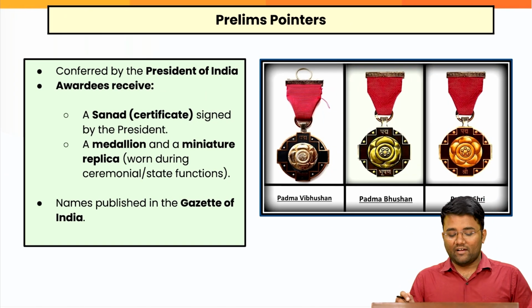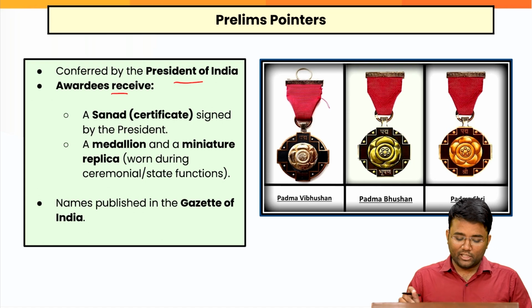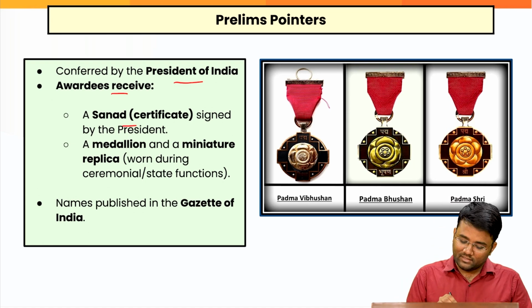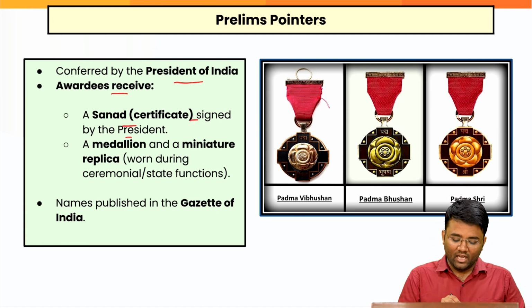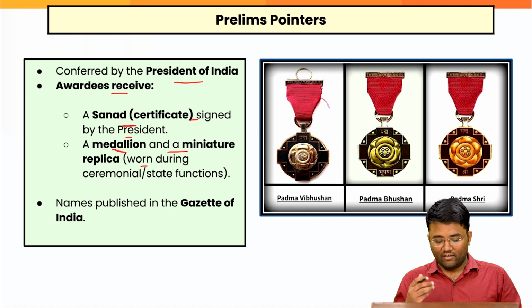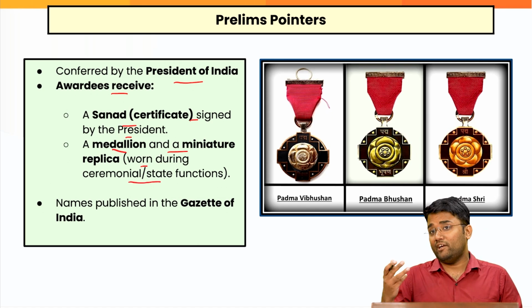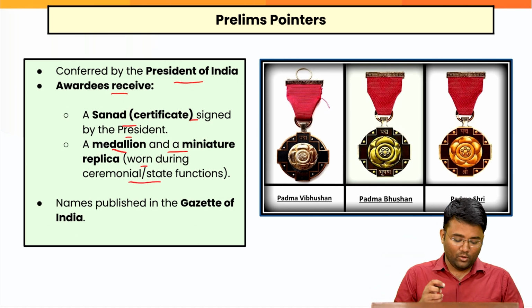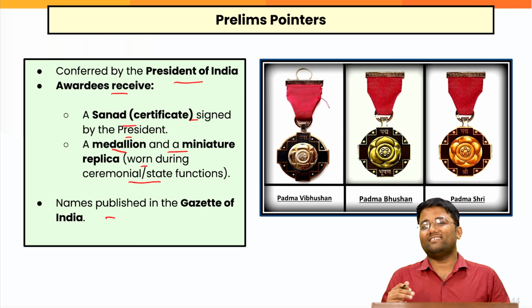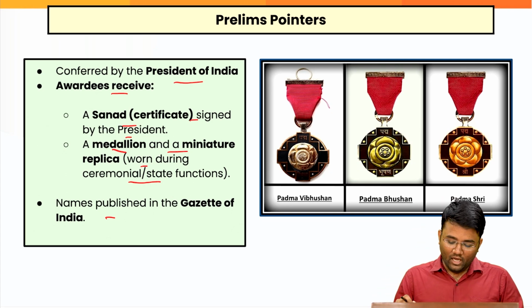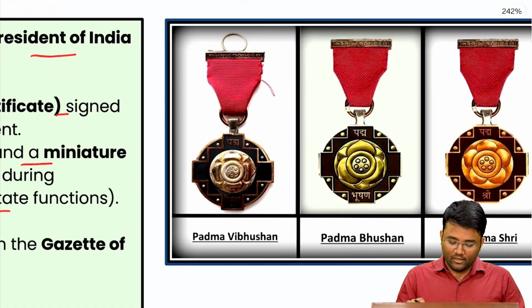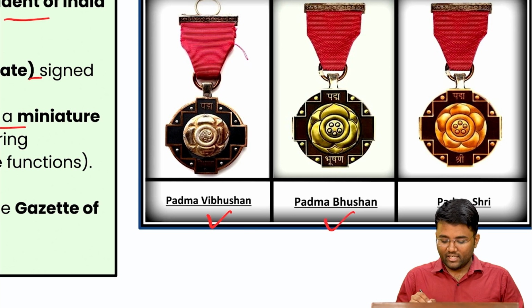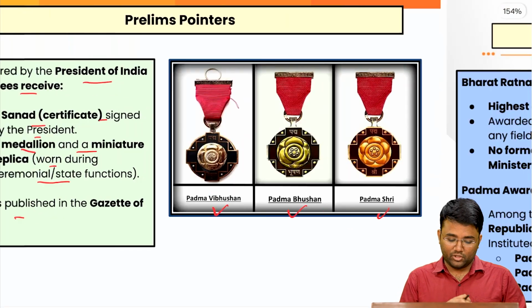So these Padma Awards are conferred by the President of India, and awardees receive a Sanad certificate signed by the President, a medallion, and a miniature replica which is worn during the ceremonial or state functions. Also, the names of these awardees are published in the Gazette of India. And there are three categories of the Padma Award: Padma Vibhushan, then Padma Bhushan, and then the Padma Shri.